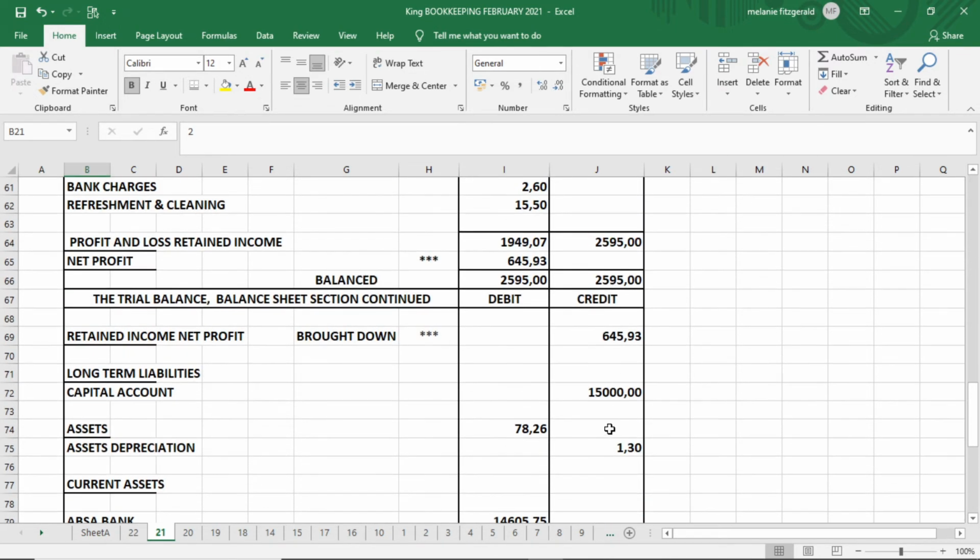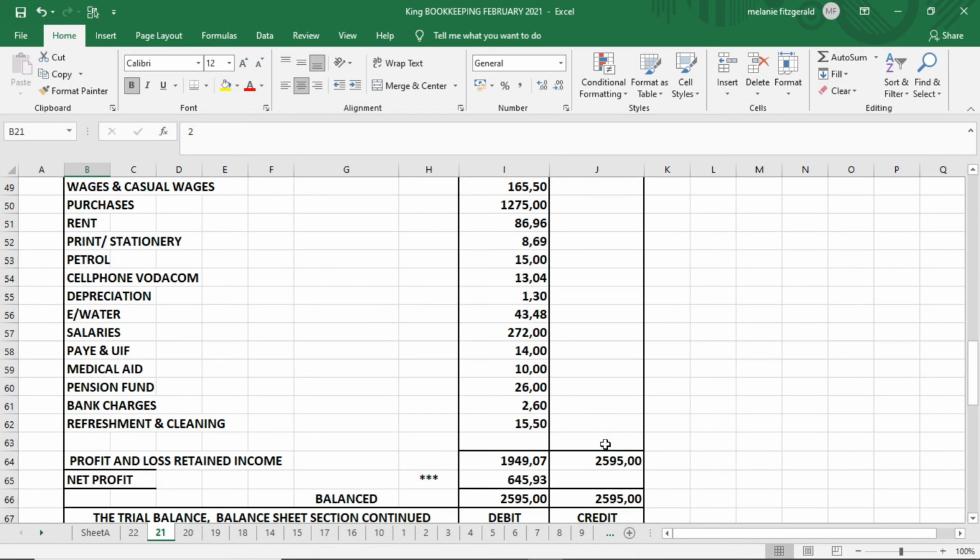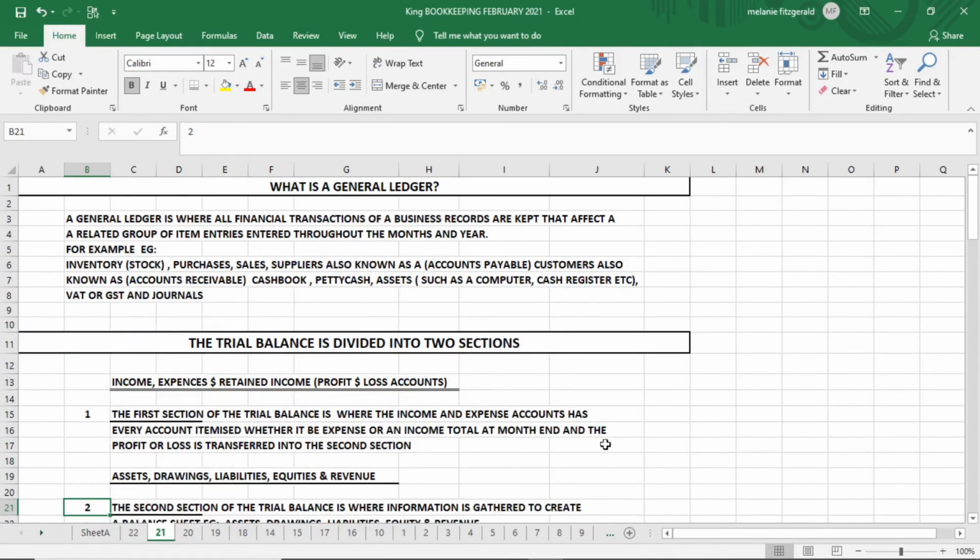Then we add up this entire total here. We get an amount there, and we add up that total. This must balance. Very important. If it doesn't balance, there's a problem. You need to go find somewhere you've put in the wrong figure, or you've put in the wrong amount. Okay, so the amount comes to $16,523.51. There we are done. That's the trial balance explained in a nutshell.